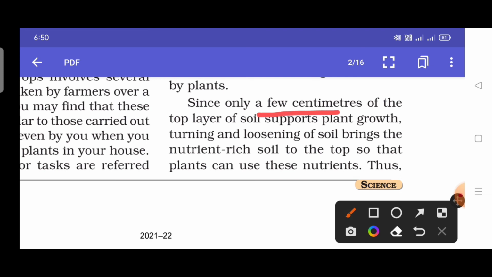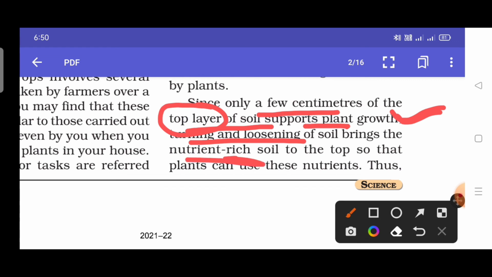Since only a few centimeters of the top layer of the soil support plant growth, as we discussed in class 7th, the different layers of the soil, ठीक है, उसमें क्या होगा, आपकी जो टॉप लेयर होगी सॉइल की वो आपके प्लांट के ग्रोथ करने के लिए हेल्पफुल रहेगी. Okay, and turning and loosening the soil brings the nutrient rich soil to the top so that plants can use these nutrients. तो आप अगर सोइल को टर्न करोगे, उसको लूज करोगे, तो आपकी जो सोइल की जो टॉप मोस्ट लेयर है वो न्यूट्रिएंट्स में रिच रहेगी, क्योंकि हम अपनी जो ऊपर वाली लेयर होती है टॉप लेयर ऑफ द सोइल उसी में हम प्लांट को ग्रो करते हैं, उसी में आपका प्लांट ग्रो करता है प्रॉपरली.